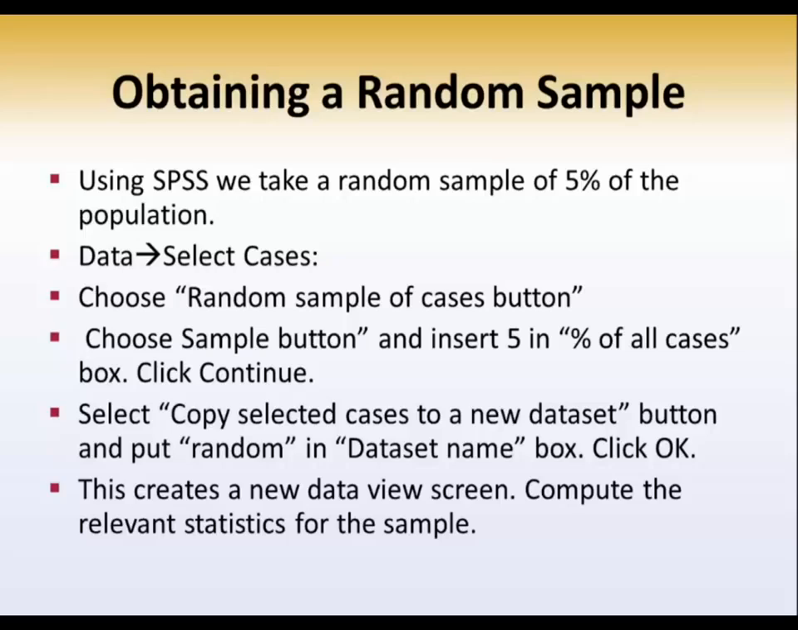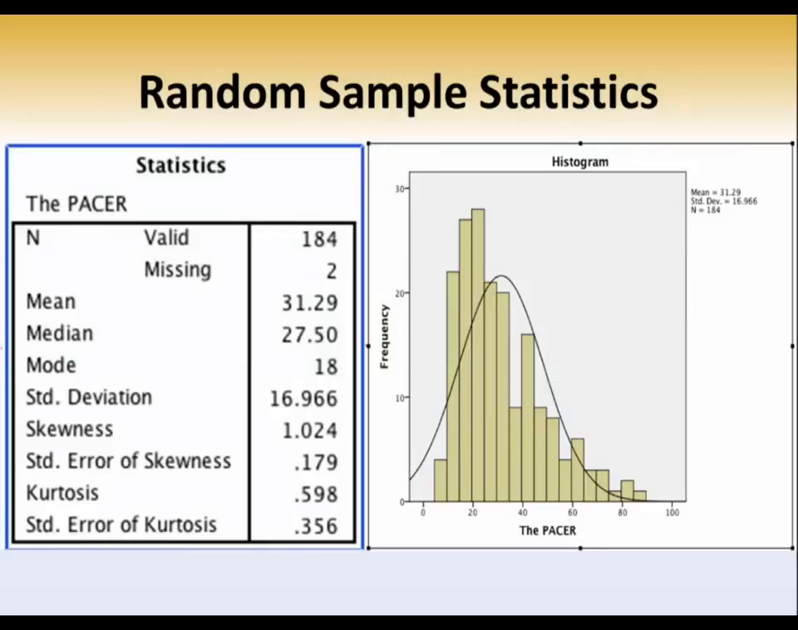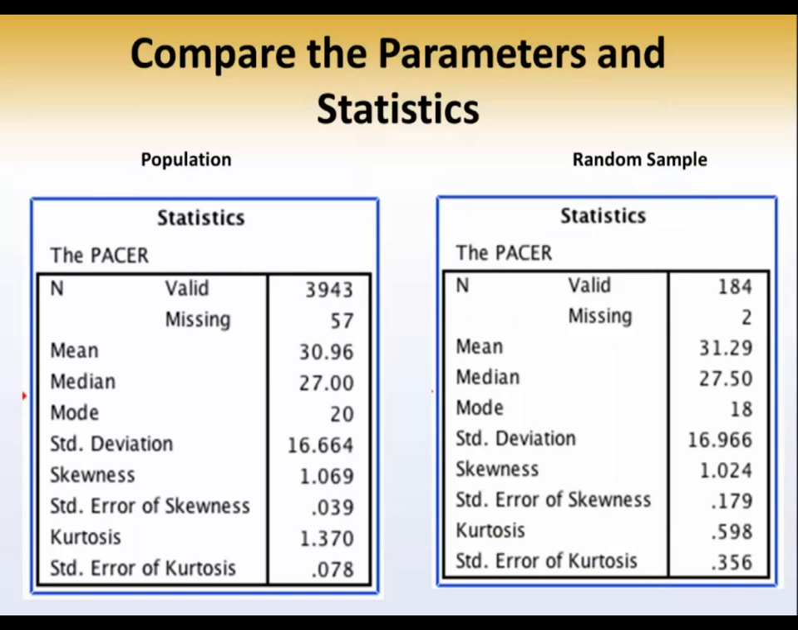This creates a new data view screen. Compute the relevant statistics for the sample. So here's the random sample and the statistics. Now let's compare these to the population values. Notice that most of the statistics are fairly close. The mean, standard deviation, median, mode. The only one that has some difference is kurtosis.